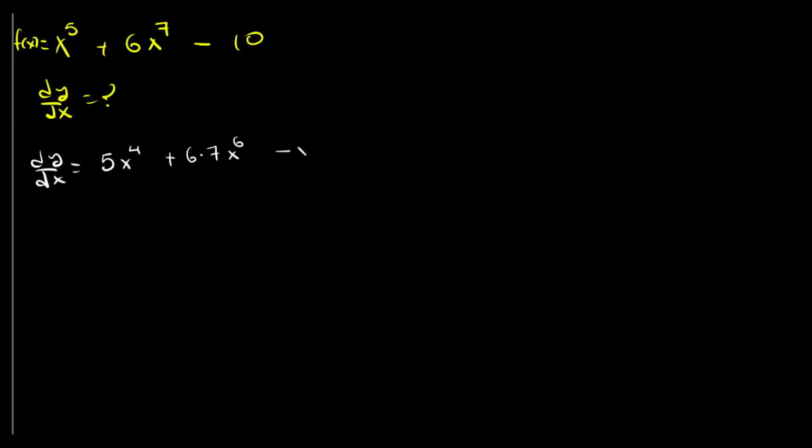Minus 10. The derivative of 10 is going to be 0. Okay. And what I'm left with here is basically 5x to the power of 4 plus 42x to the power of 6. This is how a general derivative looks instead of doing the limits each and every time, because the limits can be quite long, if I'm going to be honest.